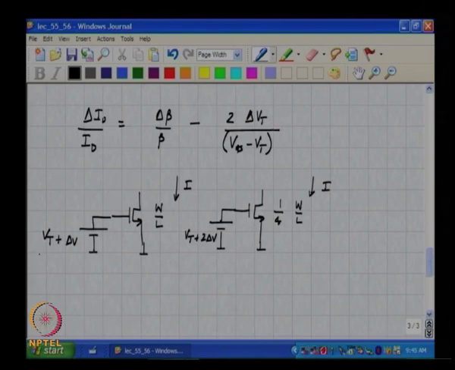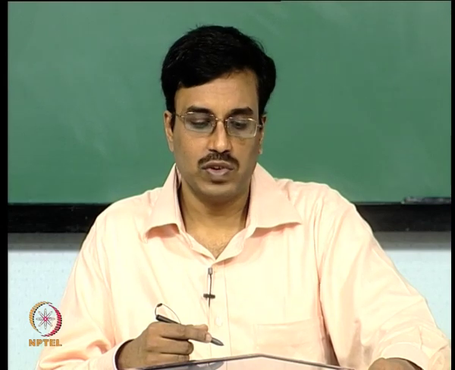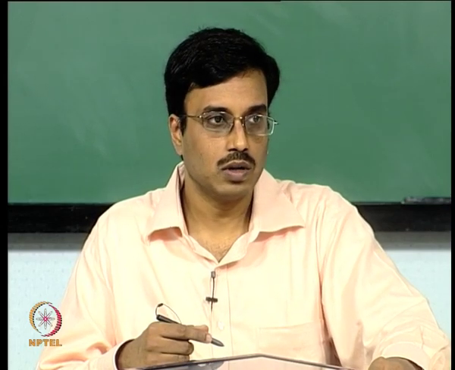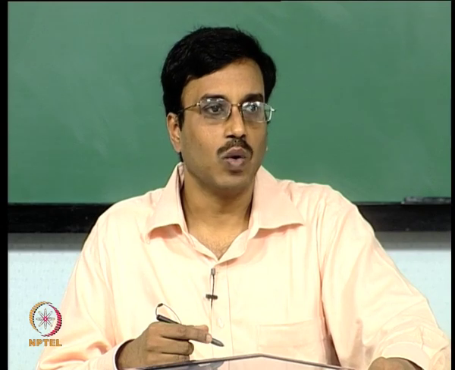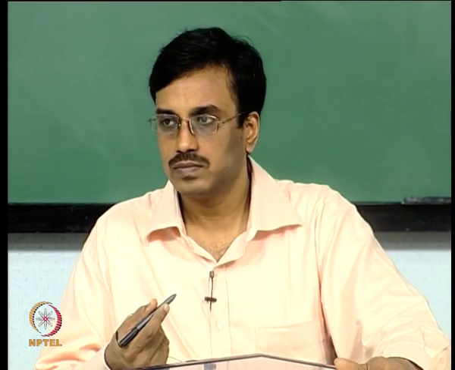Now, let us say the Vt changed by a little bit, this is delta Vt, this is delta Vt. Clearly, the drain currents in both the transistors will change. Which of them will have a larger change, or which is larger, delta I1 or delta I2? Delta I1. Now, why does that make sense?